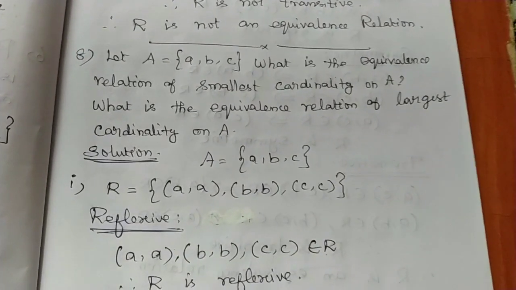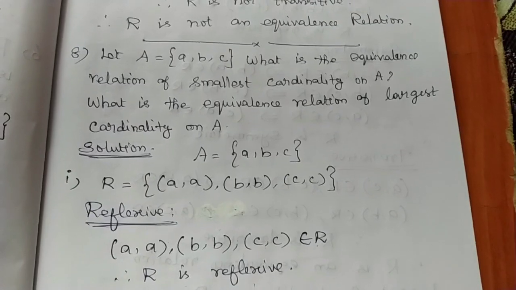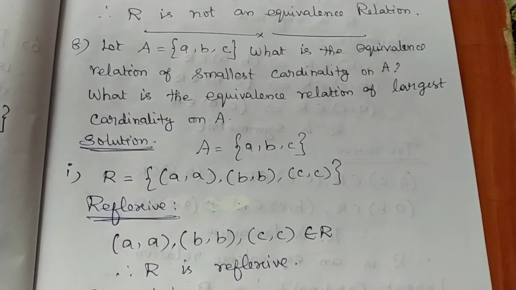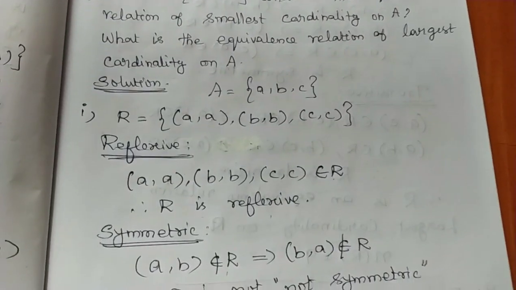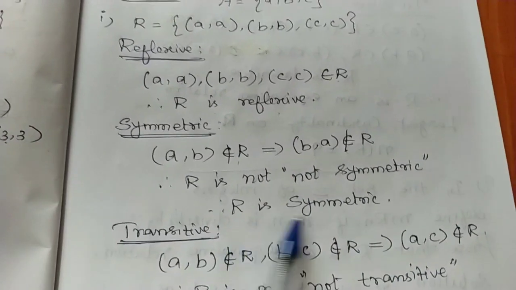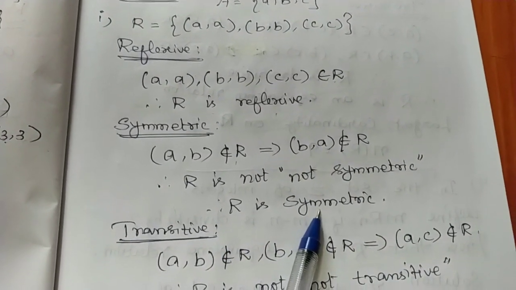Okay, symmetric means: (A, B) belongs to R, (B, A) also does not belong to R. Two pairs also do not belong to R, which means R is not symmetric. Already I have explained. Okay, R is symmetric.